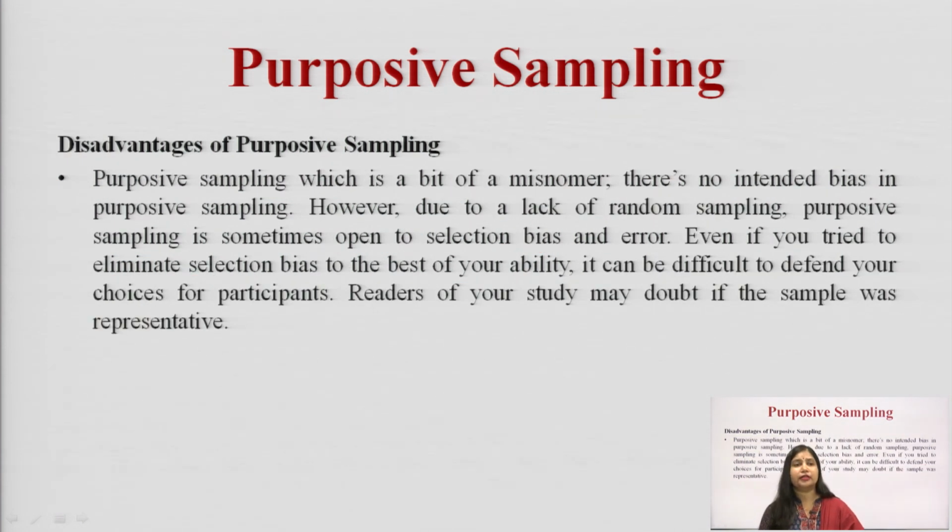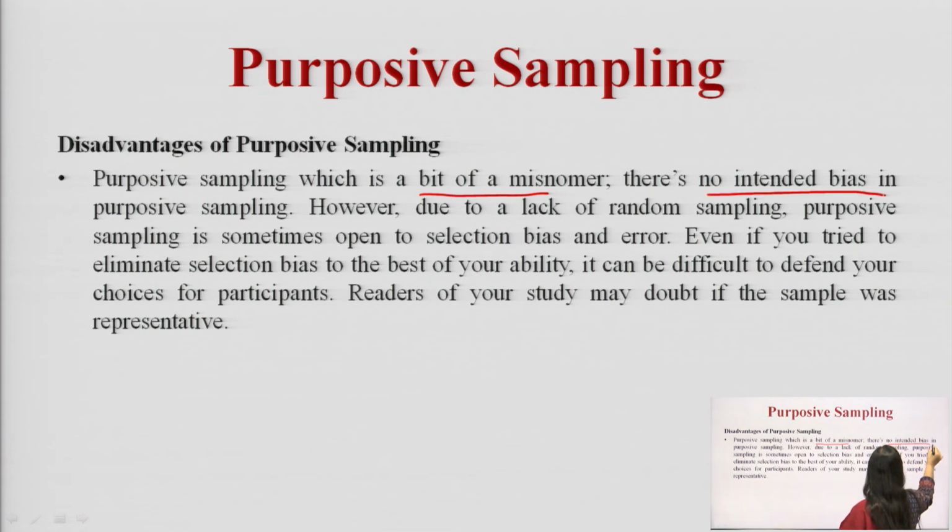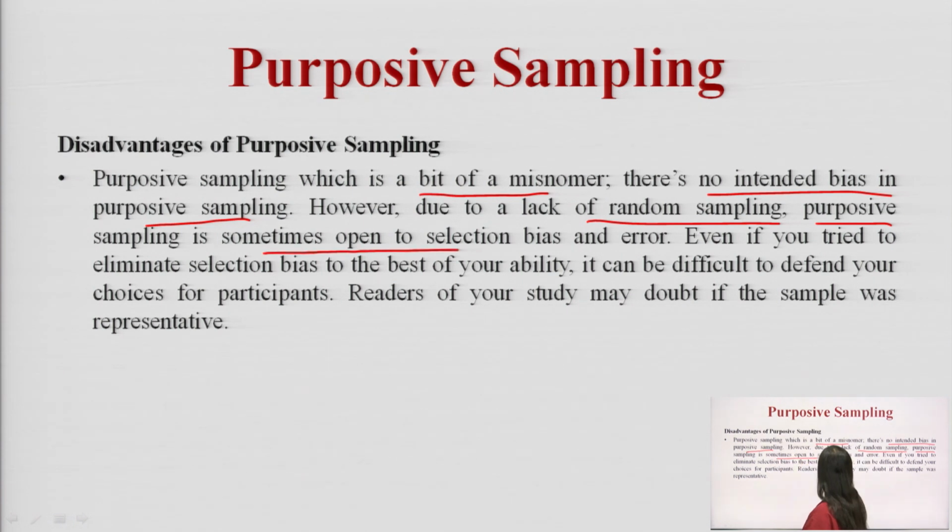Then what are the disadvantages of this type of study? Purposive sampling is a bit misjudged, and there is no intended bias in purposive sampling. However, due to the lack of random sampling, purposive sampling is sometimes open to selection bias and error, because if random sampling is absent, there is a chance of bias and error in our sampling technique.